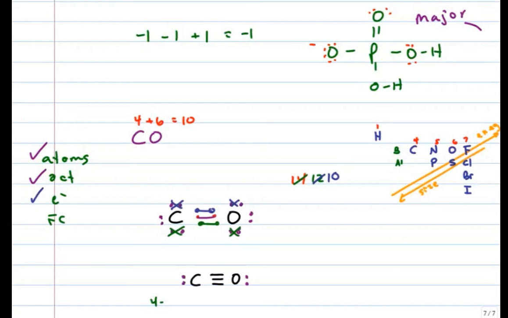Carbon should have 4, it has 5, 4 minus 5 is -1, so that's negative. Oxygen should have 6, 6 minus 5 is +1. +1 minus 1 is 0. Formal charge matches the net charge on the molecule, and there's no way to get rid of the charge, so this is the only way that you can show it.